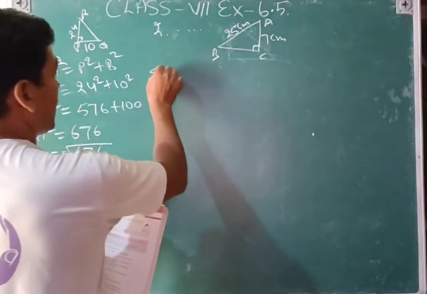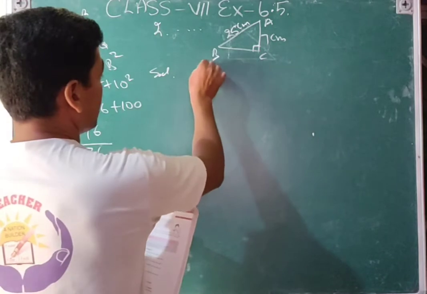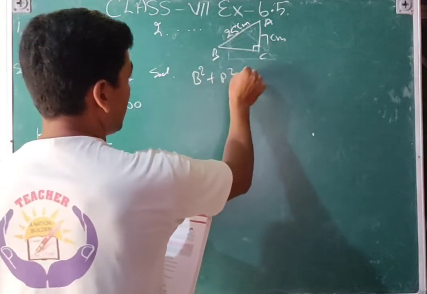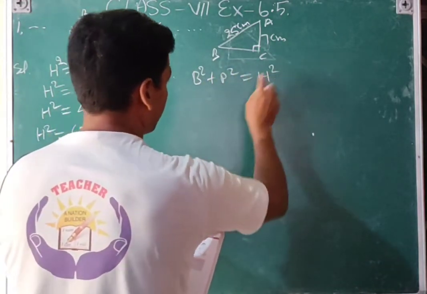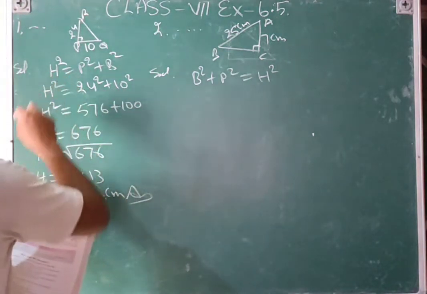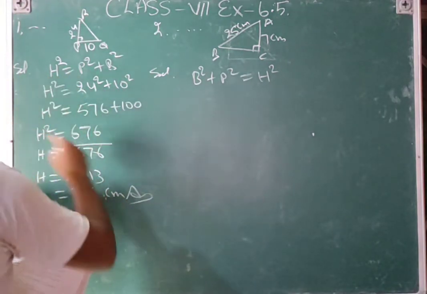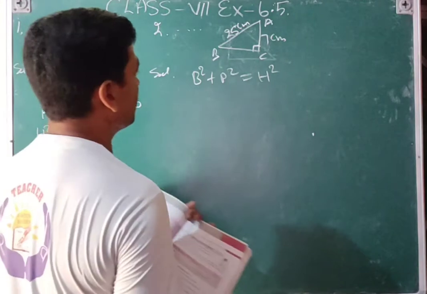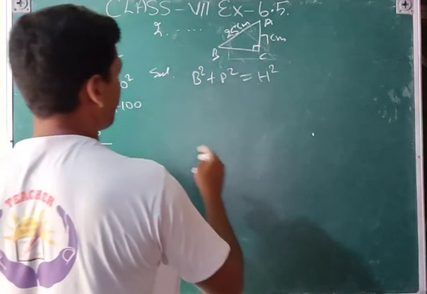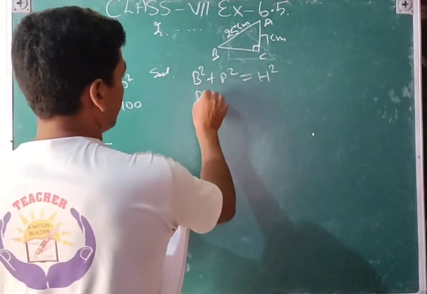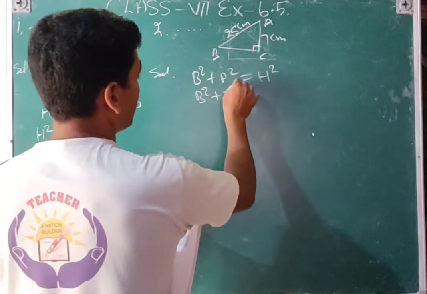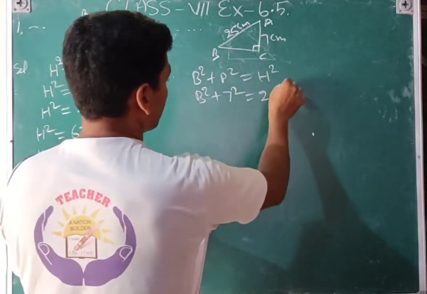So here also we will apply that formula: base square plus perpendicular square is equal to hypotenuse square. We can write like this also. We wrote it the other way before because we were finding the H square. Now we are finding the B square, so we will write this one first. So B square plus 7 square is equal to 25 square.